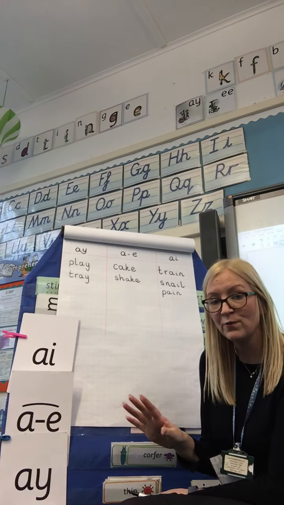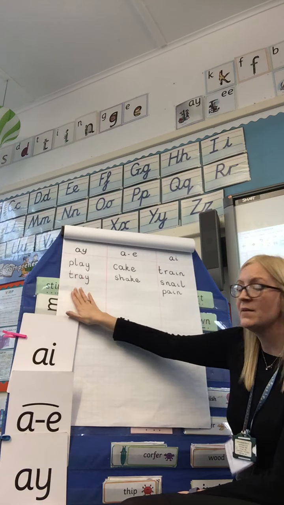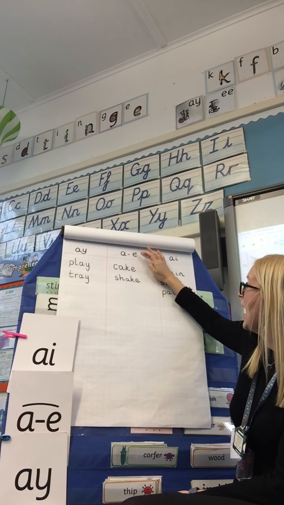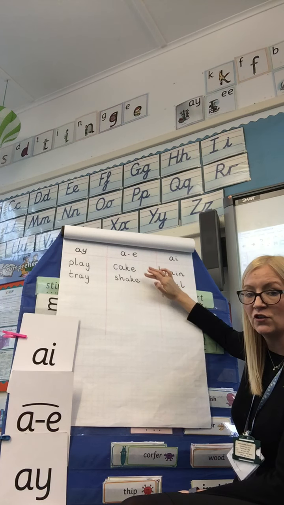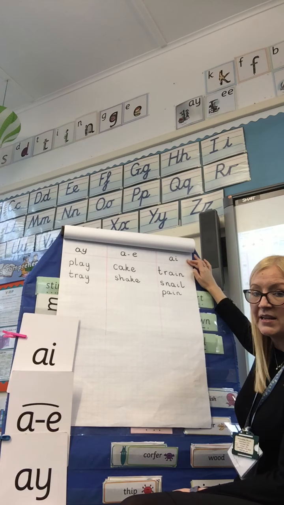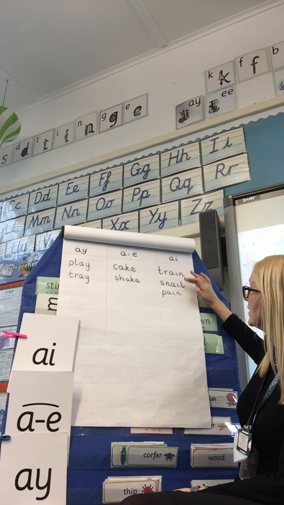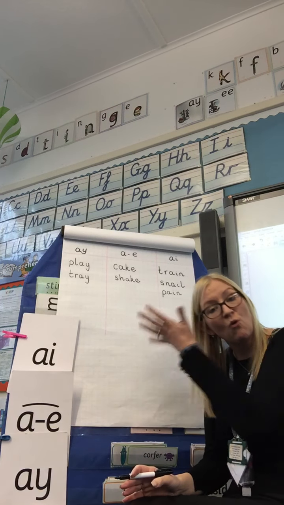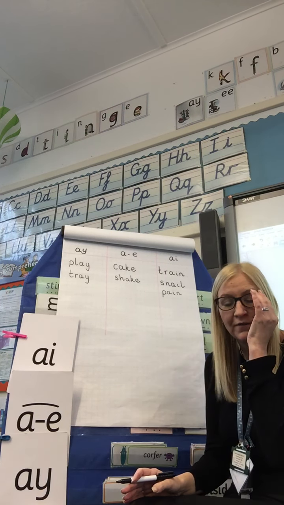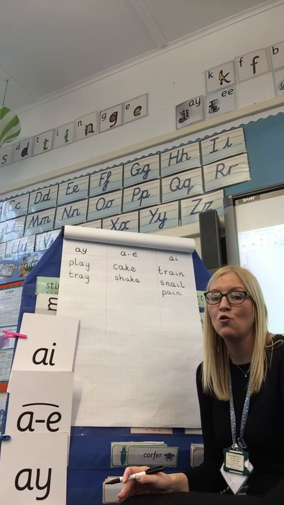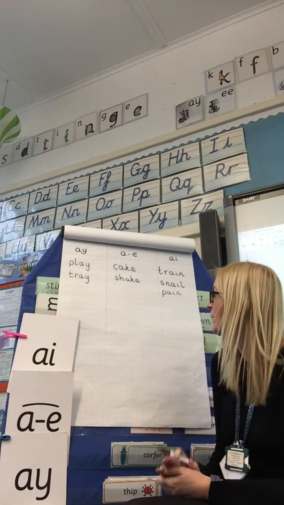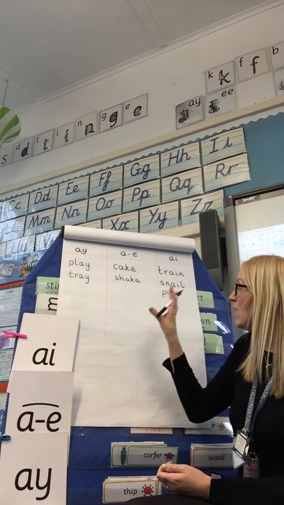So hopefully at home, in A, may I play, you've got play and tray. A, make a cake, you've got cake and shake. And A, snail in the rain, you've got the words train, snail and pain. Now after this session, if you want to add some more words into that, that's absolutely fine, that would be amazing. And you could always send a photo to the Key Stage 1 email account for me to have a look at. Right, so those are our A sounds.